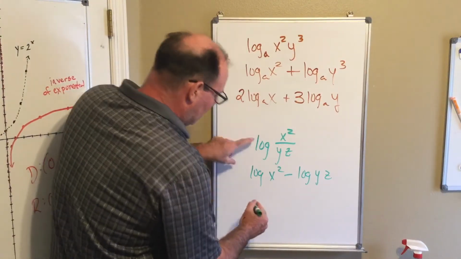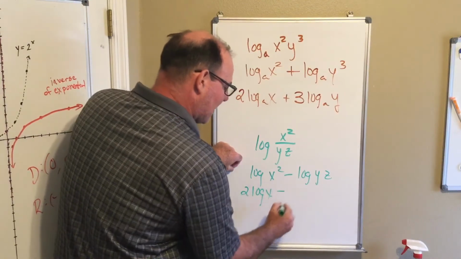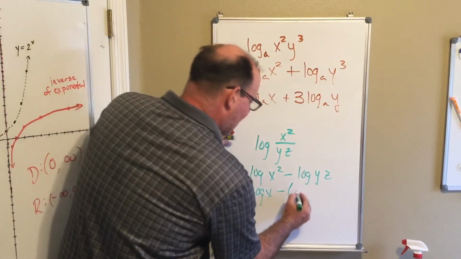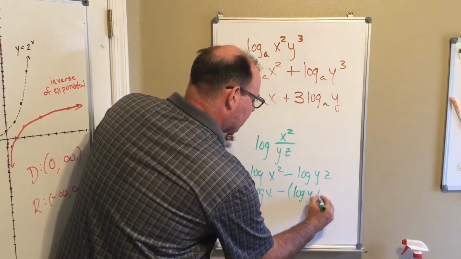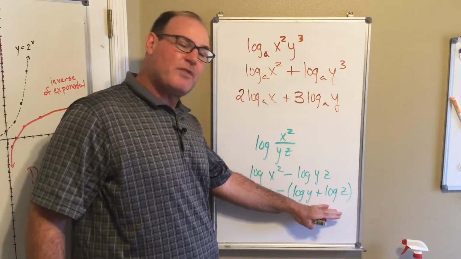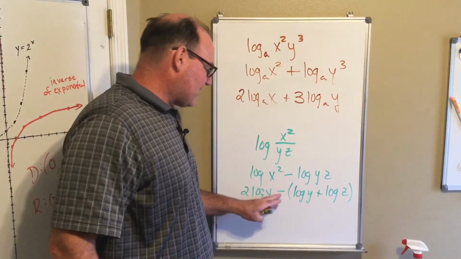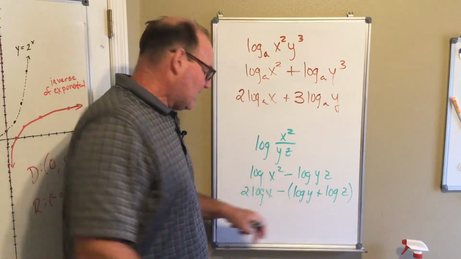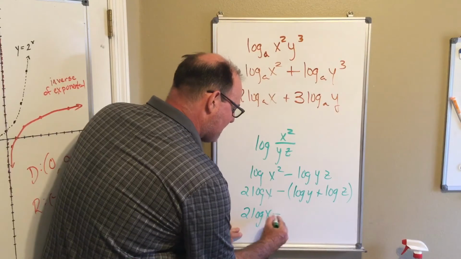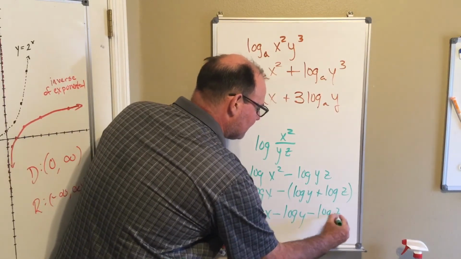So what I have here is 2 log of x minus, and I'm going to use some parentheses so that I don't forget to distribute, the log of y plus the log of z. This is my product rule that was in the bottom, but since it was in the denominator of the fraction, I've got to subtract that whole thing. And so my final answer is 2 log x minus log y minus log z.